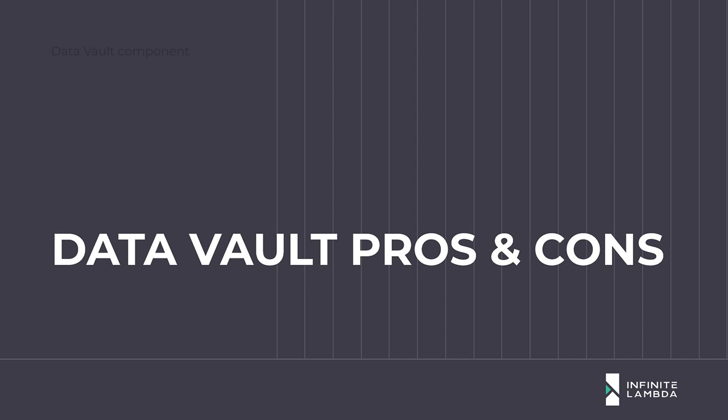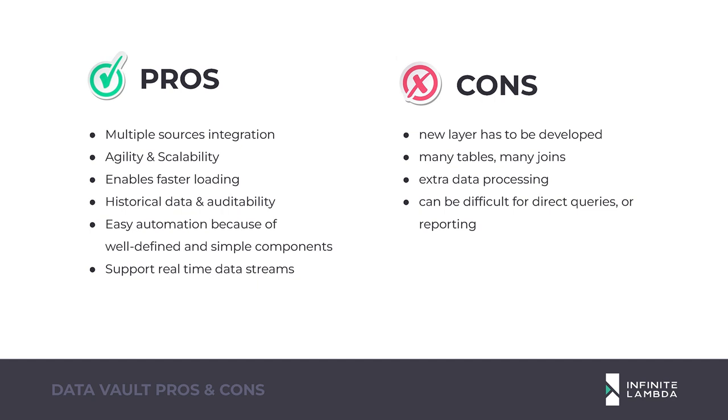Okay. A lot about data vault already. Let's talk about crossing paths. The good thing about data vault is that it is very good for multiple source integrations. It's agile, it's scalable, it enables faster loading because of hash keys. It's very easy to automate because everything is structured, single, independent. Maybe use DBT, just one click, and maybe it's already doing everything for you. It supports real-time data streams.